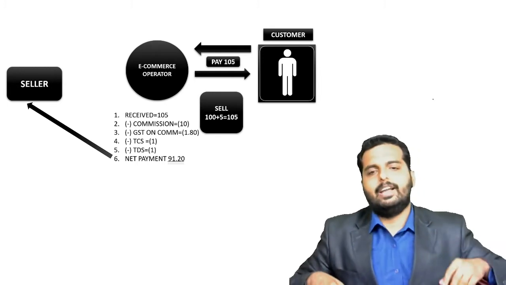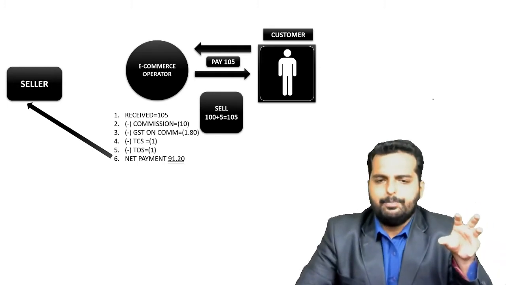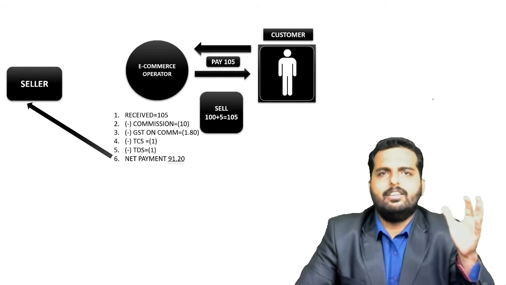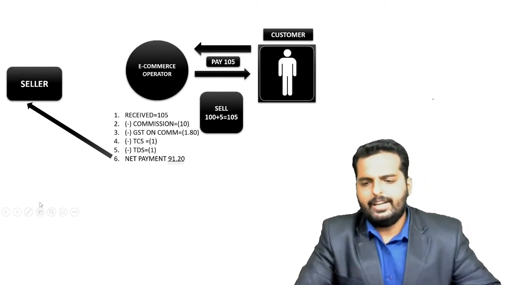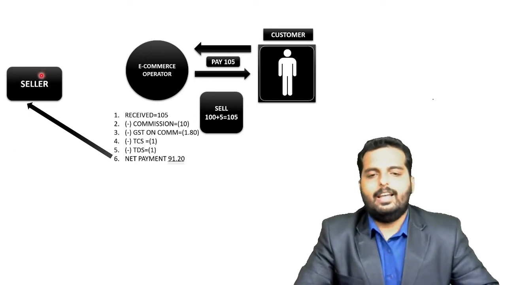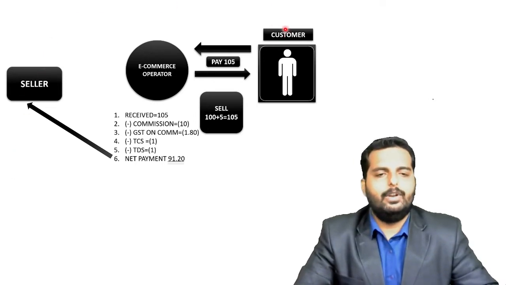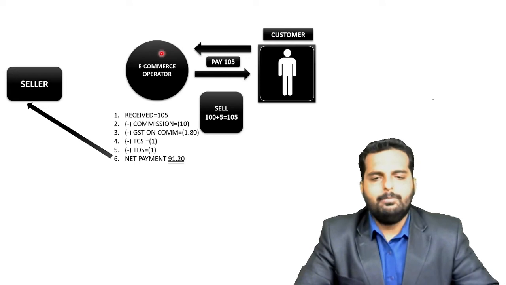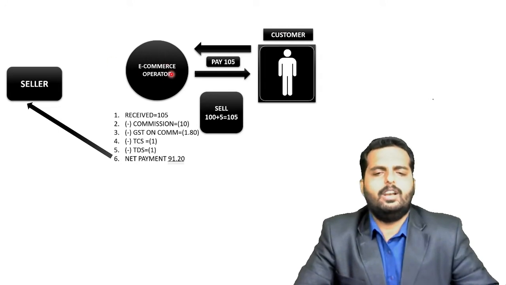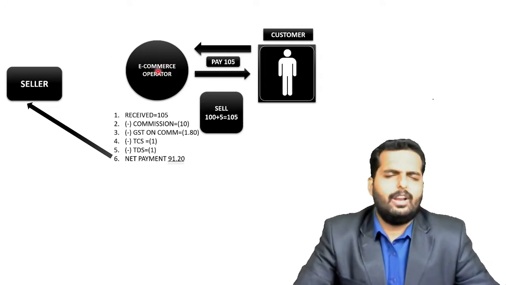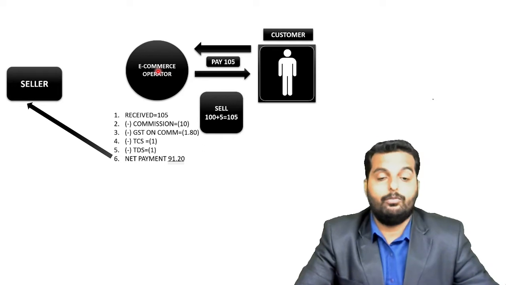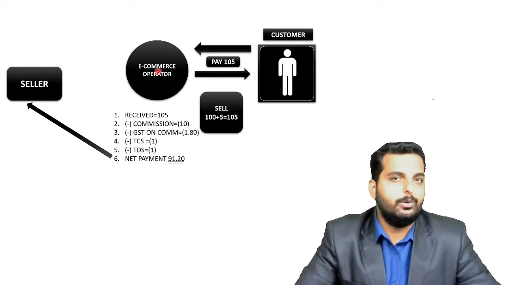If you look at this diagram, you can see an e-commerce operator, a seller and a customer. If you go in depth, you would understand that the seller is the one who is directly delivering goods to the customer. But in the middle, you have an e-commerce operator. The customer is booking the goods on the e-commerce operator, let us say Amazon or Flipkart or any other e-commerce operator, because of late a lot of companies are getting into e-commerce.